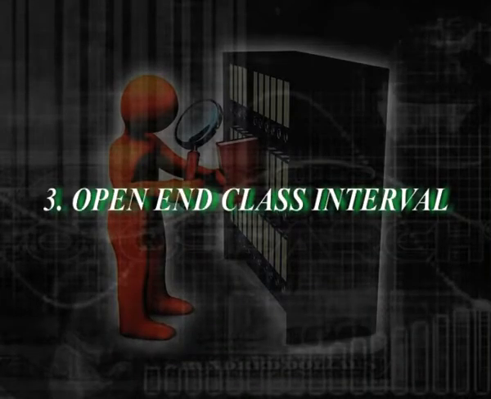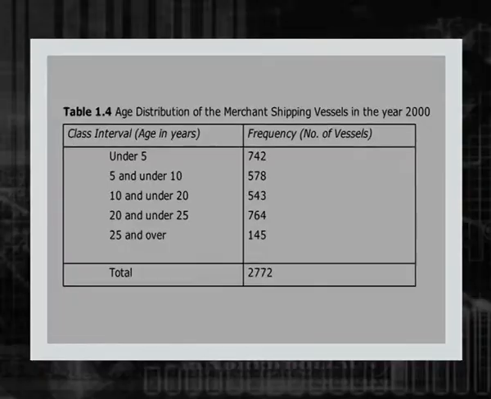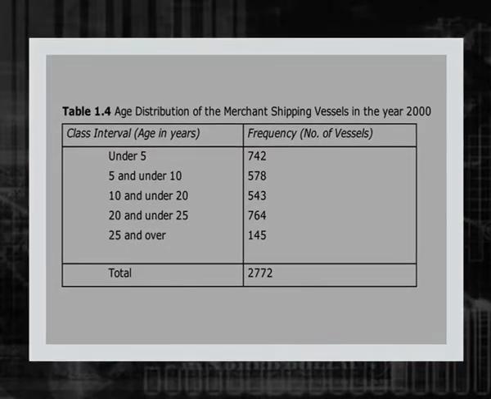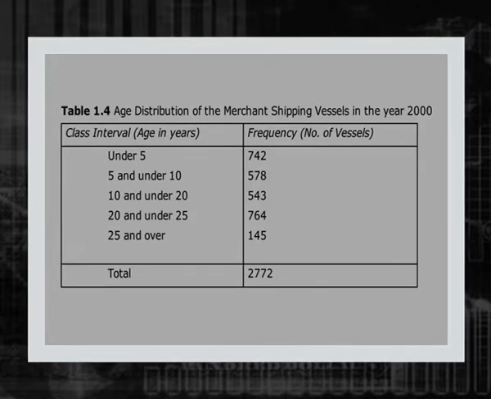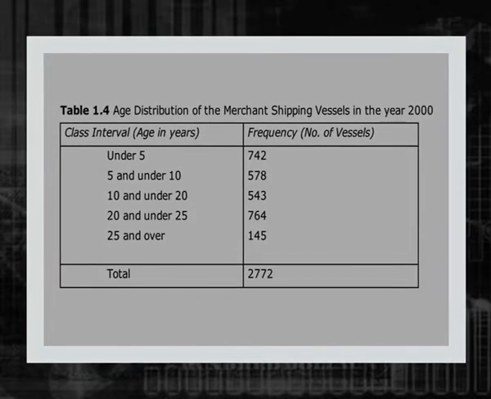Now let's come to the third one, open-end class intervals. A class which does not give the upper and the lower limits but instead is stated as more than or less than a specified limit is called an open class or open-ended interval. So we have a table 1.4 which gives us the age distribution of the merchant shipping vessels in the year 2000.